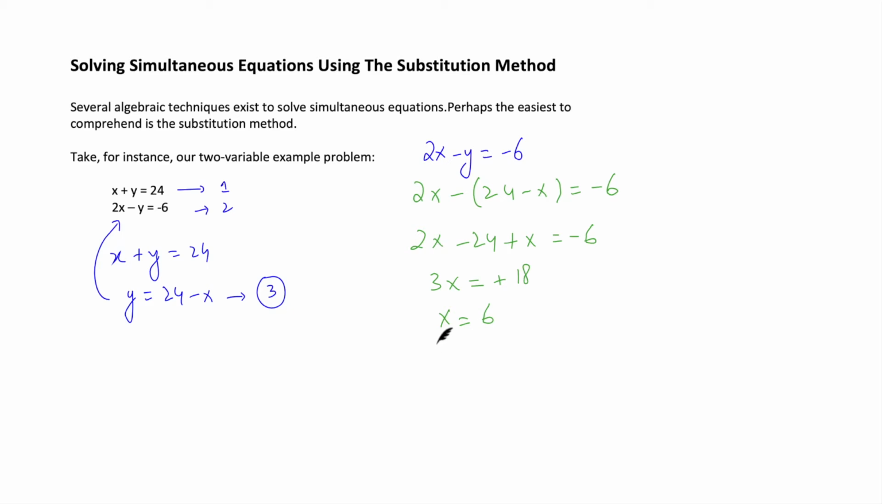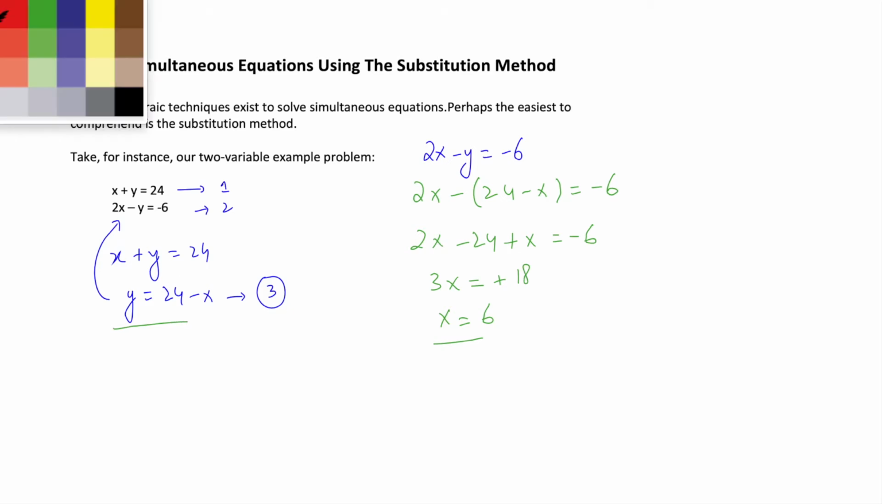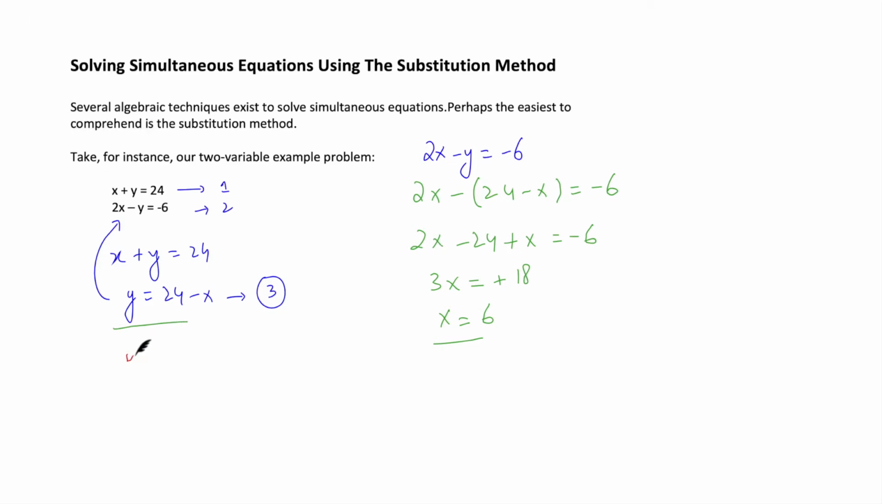Now you substitute this value into the equation of y, and you will have your y. So what is y? y equals 24 minus x and x is 6. So y is 24 minus 6, that is 18. We have our answers. x equals 6 and y equals 18.